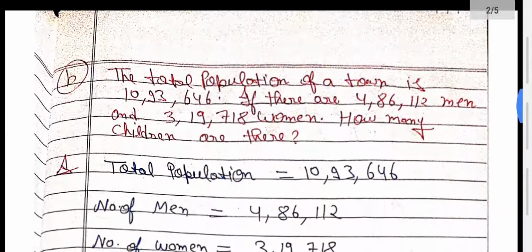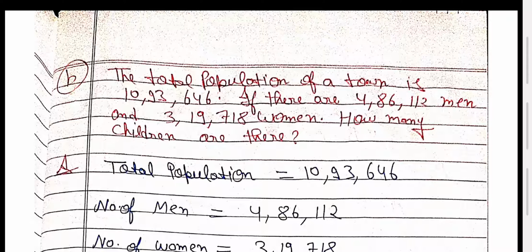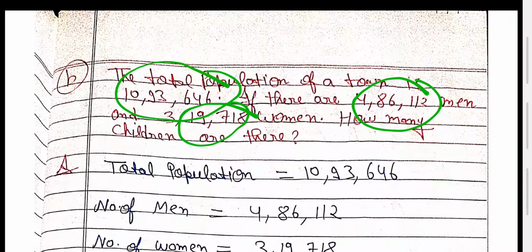Now come to B part. The total population of a town is 10,93,646. If there are 4,86,112 men and 3,90,718 women, then how many children are there? Okay, now let's understand the question. In a town, the total population is 10,93,646, and these are the number of men and these are the number of women. Now you have to find the number of children.